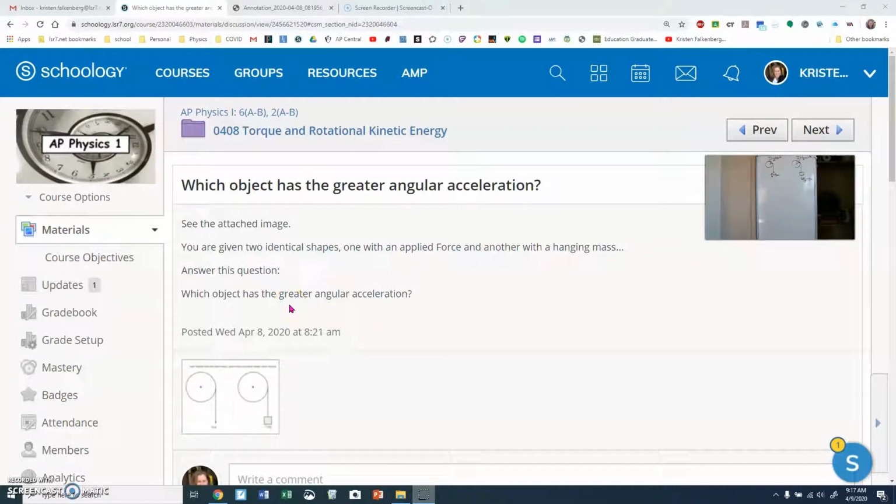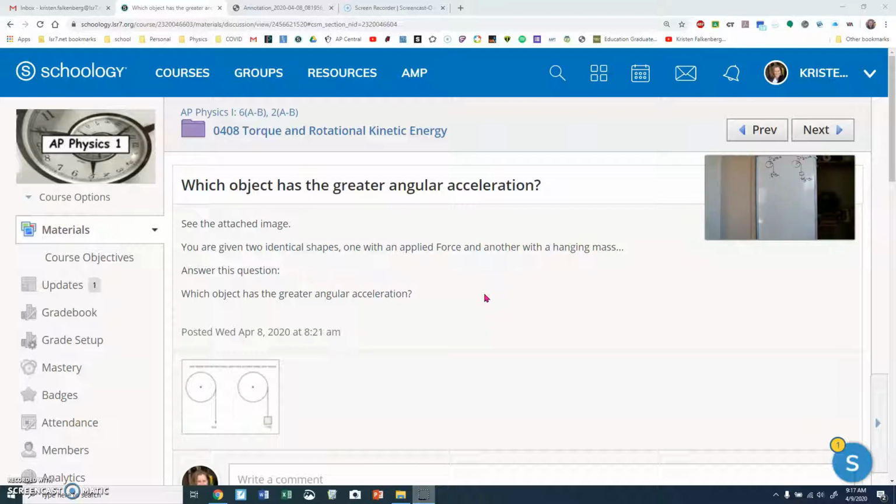Oh my gosh, what a faux pas. Here I am doing a discussion board on which object has the greater angular acceleration, but I don't ever say, justify your answer. Well, here we go.